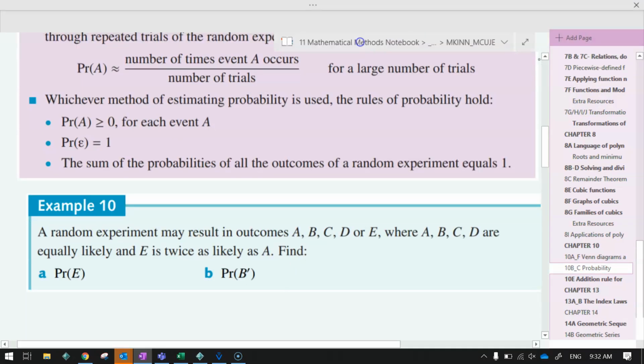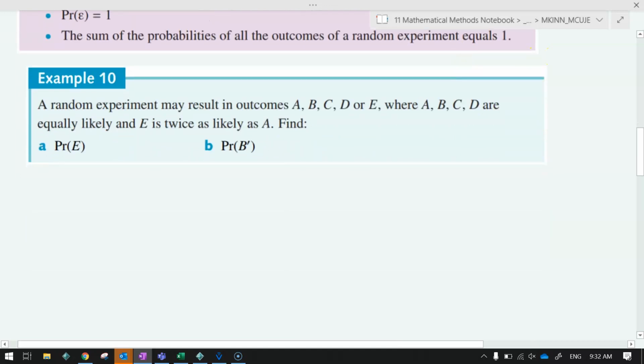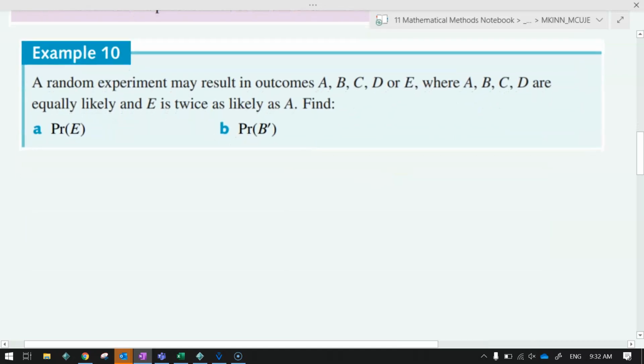Okay, let's move on to something, not a super basic one, a slight step up. In grade 9, this would have been thought of as a little bit tricky, but you guys are going to be fine. A random experiment may result in outcomes A, B, C, D, or E, where A, B, C, and D are equally likely, and E is twice as likely as A. So they're not all equally likely. They want us to then go ahead and find the probability of E. Although I am confident you can all do this in your head, let's think about how I would set it out to try and show it nicely.